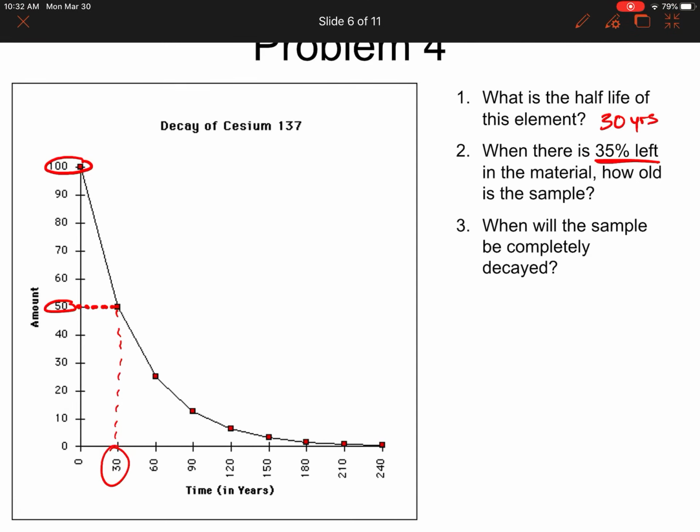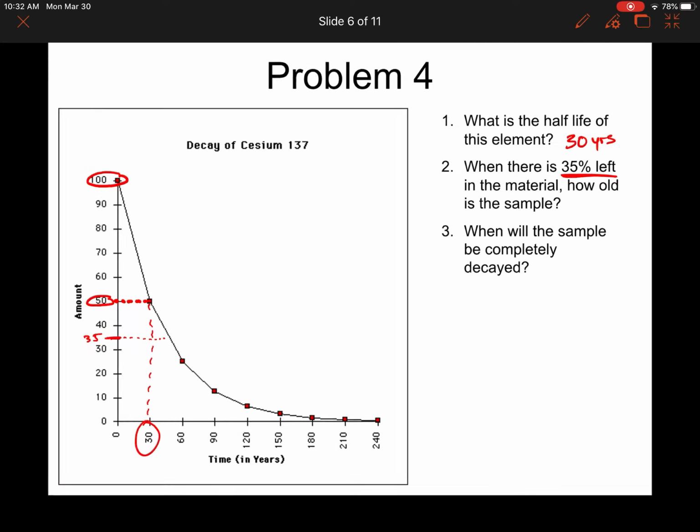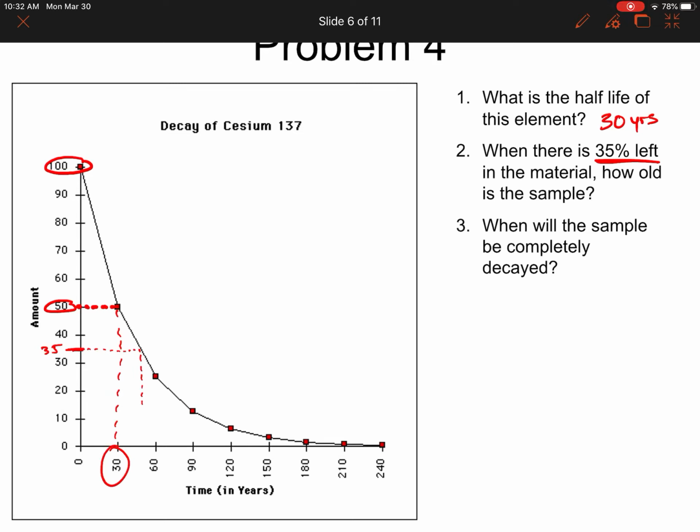Then, when there is 35% left, how old is the sample? Okay, so let's figure that out. 35% is right here. This is 35. How old is it? Well, let's go across and down. All right, so I would estimate this. If this is 30, 40, 50, 60, so I'd go 50 years old.